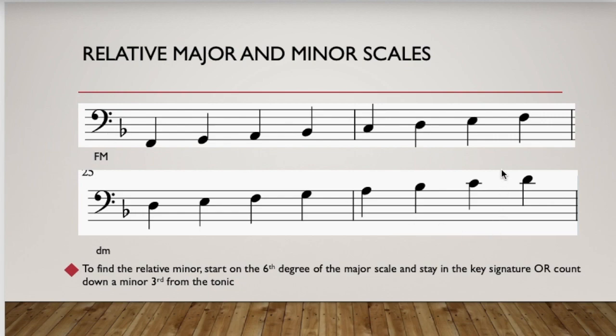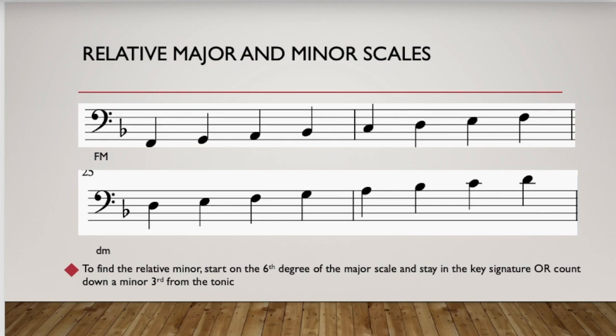Or the other way is you can count down a minor third. So if you start on your tonic F, count down a minor third, you would be on a D. And you could do that with any scale. So for example, if you're thinking about the key of C major, if you take a C and you count down a minor third, you'll be on an A. A minor is the relative minor to C major.